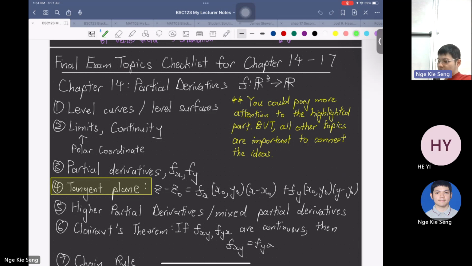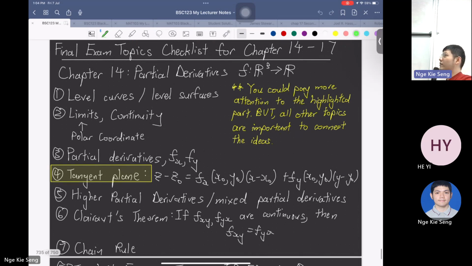For the final exam topic, we start with partial derivatives. We start with level curves and level surfaces of functions from R3 to R or R2 to R, both of them. Then we look at limits locally. When we take the limit, if it is equal to the value of the function at that point, is it continuous?